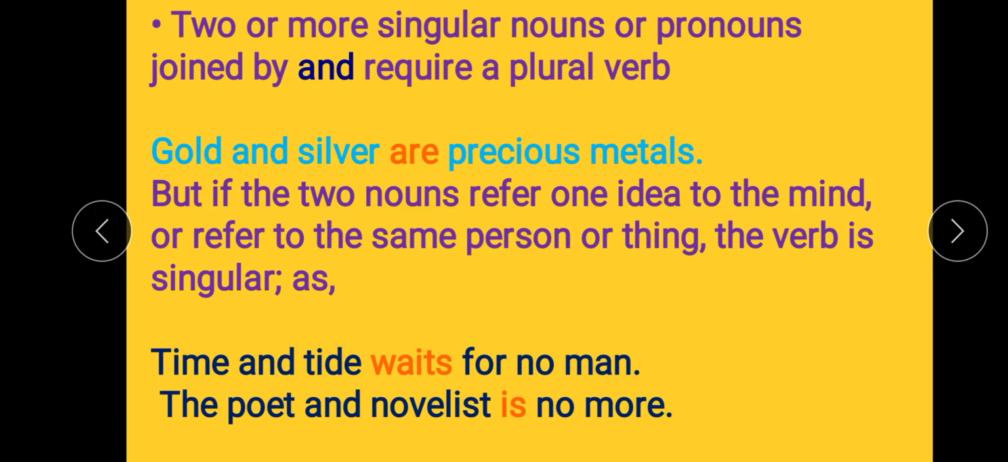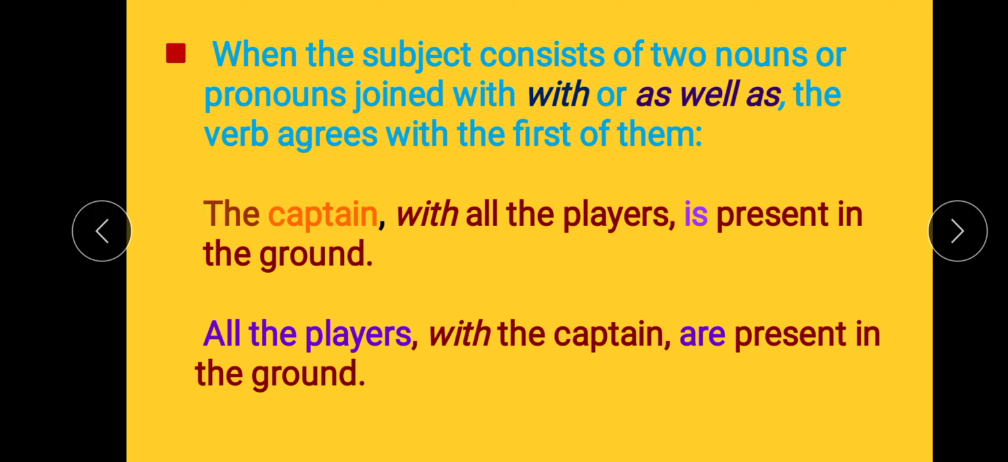Now let's see the next point. Our next rule is: when the subject consists of two nouns or pronouns joined with or, as well as, the verb agrees with the first of them. That means two nouns are there, you have to see the first noun and according to the first noun you have to use the correct verb. If it is singular, you will use a singular verb. If the first subject or first noun or first pronoun is plural, then you have to use a plural verb.